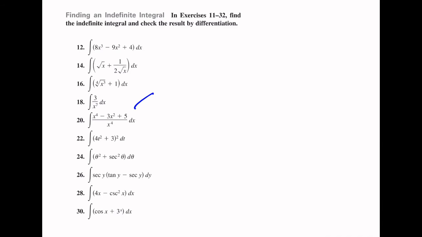Some people like to simplify this. Now, some people, in this case, is not me, but it could be you. They would like to take the x to the 4th and bring it up as an x to the -4th, and then distribute through. Other people, this is me, like to sort of split this up. So I would have x to the fourth over x to the fourth, and then minus this term over x to the fourth, and then plus this term over x to the fourth.